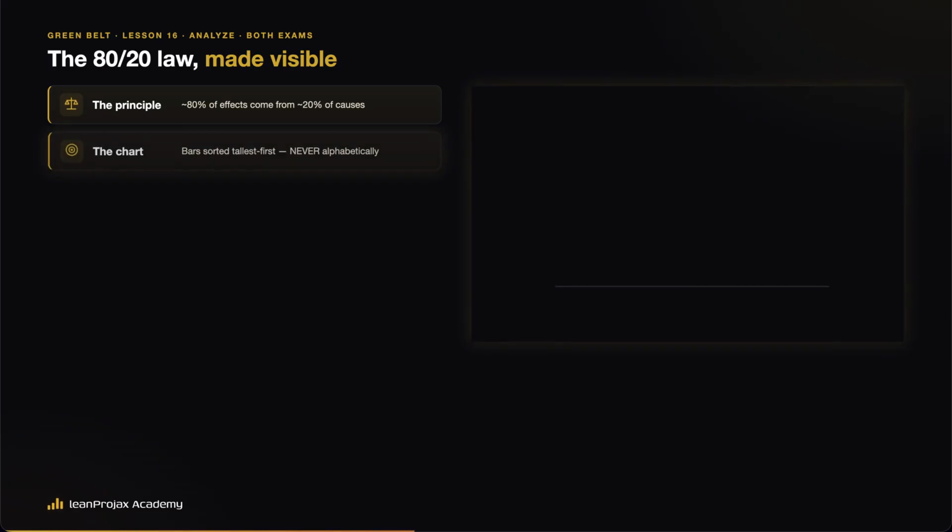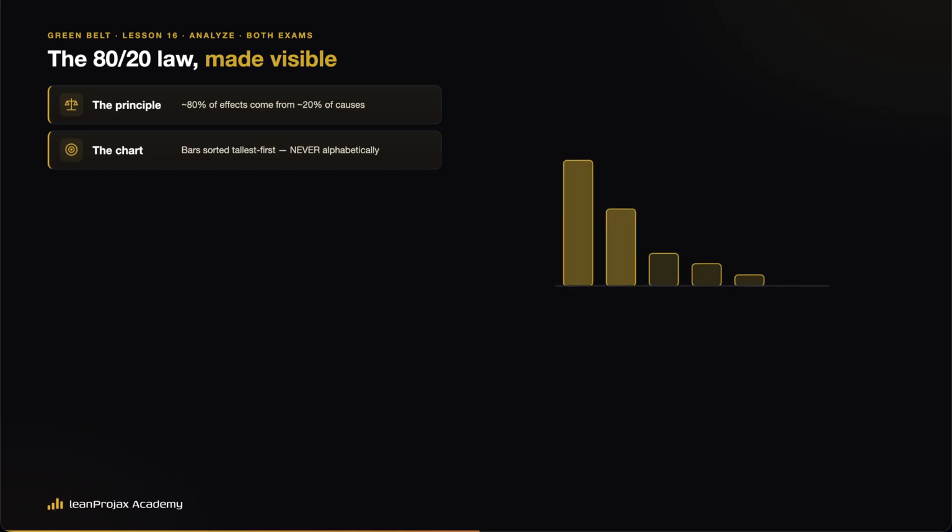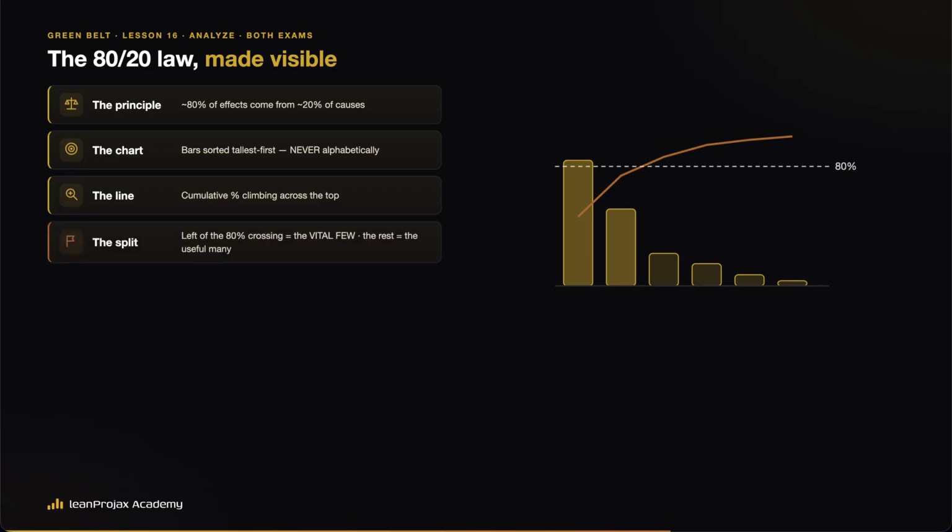The Pareto principle. Roughly 80% of effects come from 20% of causes. A few defect types make most of the scrap, a few customers file most of the complaints, a few delay causes eat most of the lost time. The chart makes it visible, bars for each category, sorted tallest first, never alphabetically, and a cumulative percentage line climbing across the top. Where that line crosses 80%, everything to the left is the vital few. The rest is the useful many. Exam language: separate the vital few from the trivial and useful many.